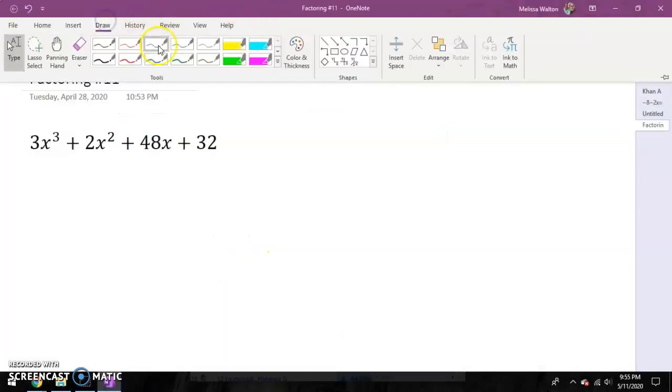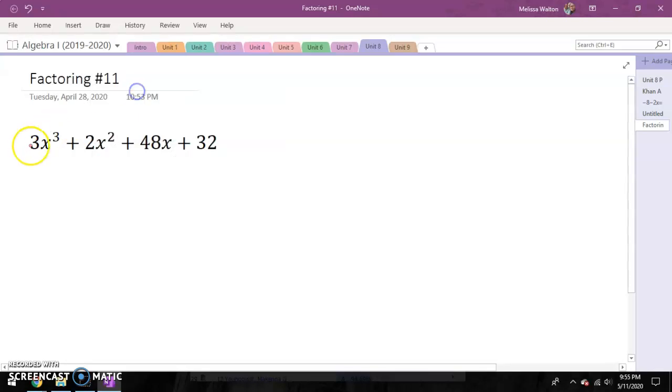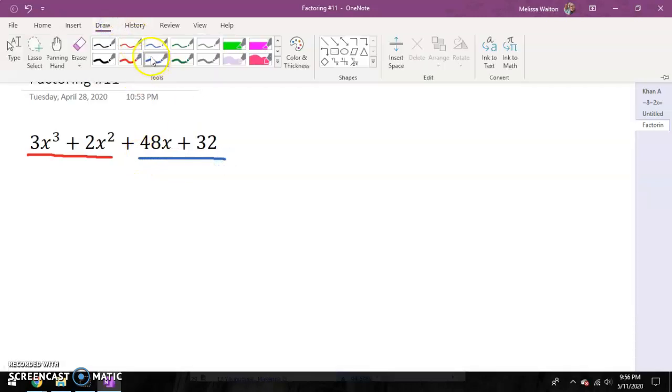All right, so here is what I have. We have 3x cubed plus 2x squared plus 48x plus 32. And instead of trying to figure out numbers that multiply to 32 that add up to this, here's what we're going to do. We're actually going to split this into two different things to factor, two different binomials. So we're going to split this up into 3x cubed plus 2x squared. We're going to look at that as a group. And we are also going to look at this as a group. And hopefully we will see something that is in common.